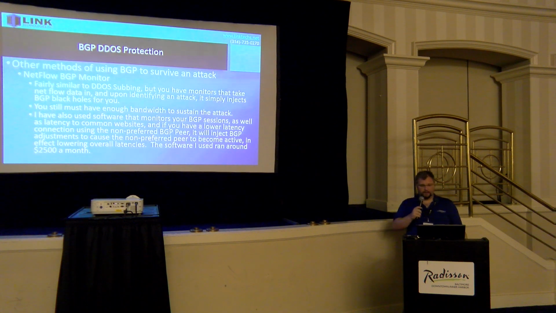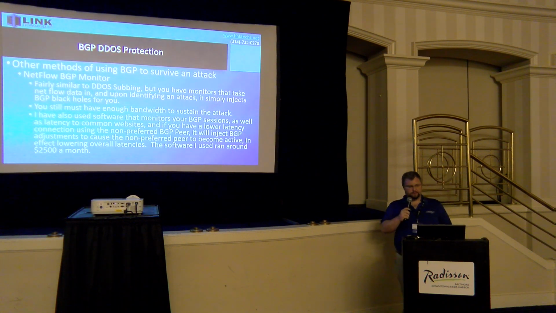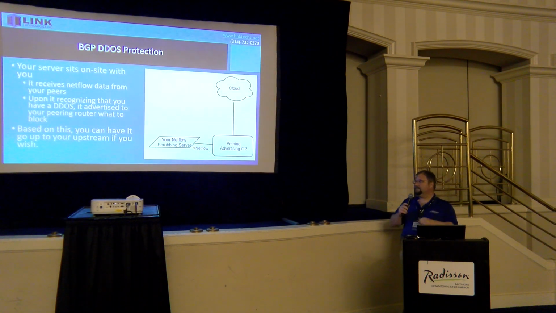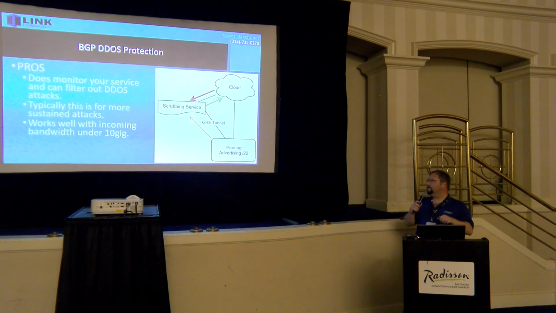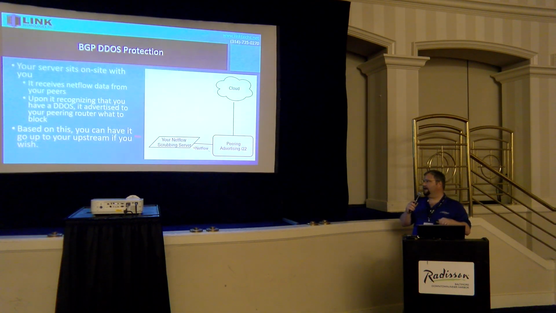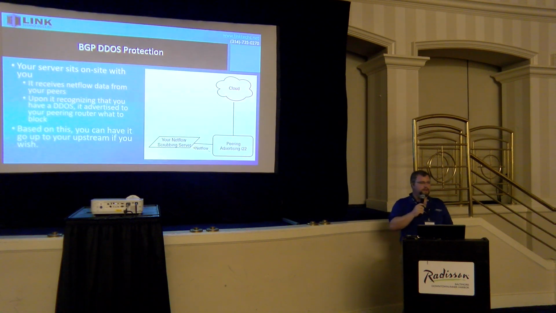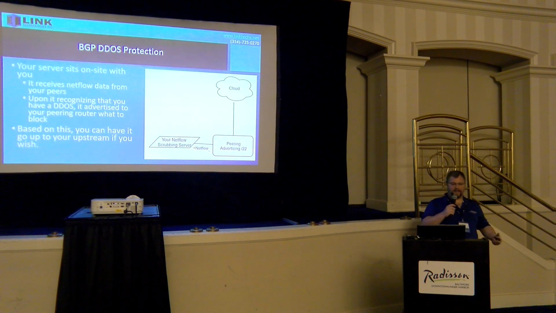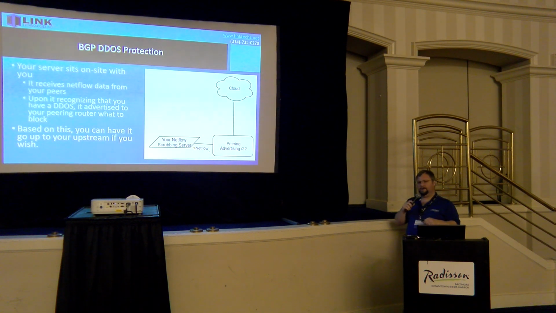Now, we have one other method that I have used in the past, and this is what we call a NetFlow BGP monitor. It's very similar to using a route reflector, but basically, instead of using a scrubbing service, you have a NetFlow scrubbing server. And you're actually not going to scrub anything. What you're going to do is this box gets the NetFlow data, and then upon seeing that there is an actual denial of service attack, it actually advertises to your peering router the individual /32 that you wish to black hole automatically.